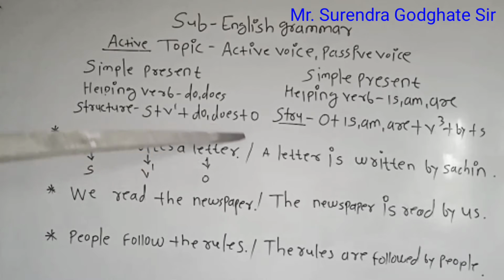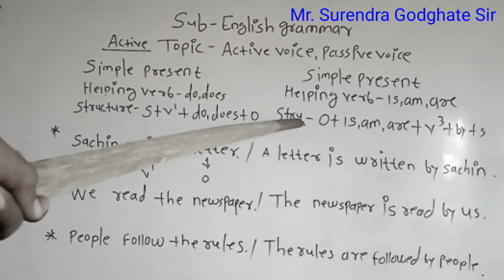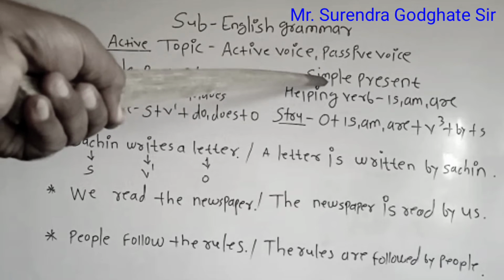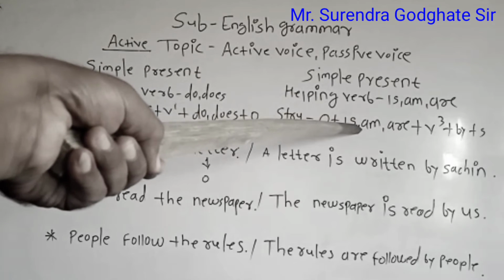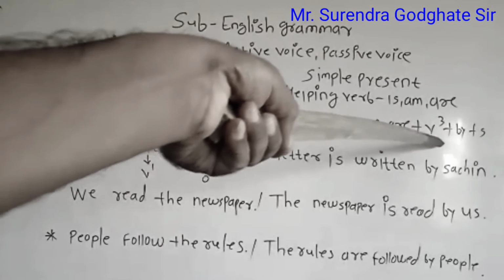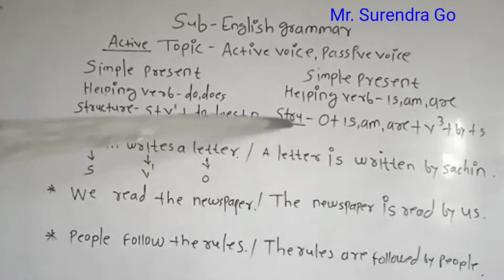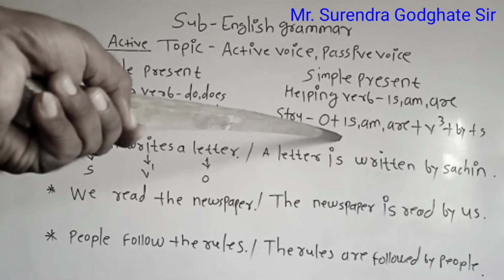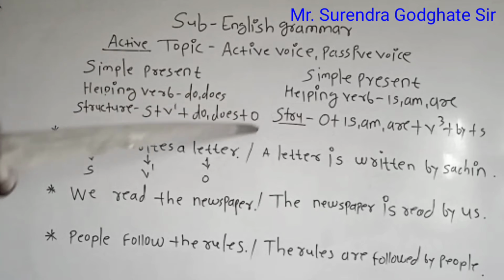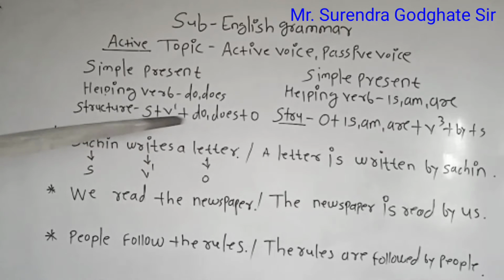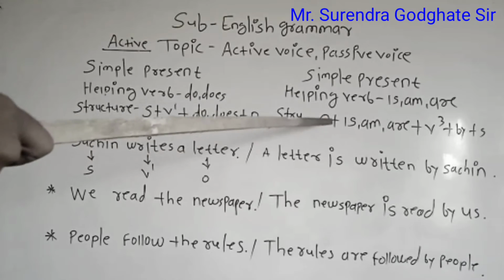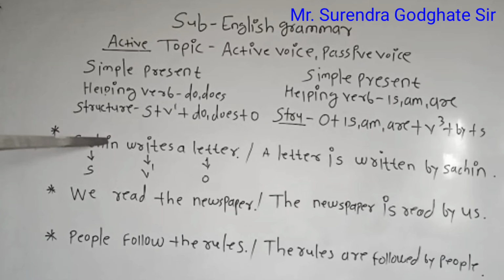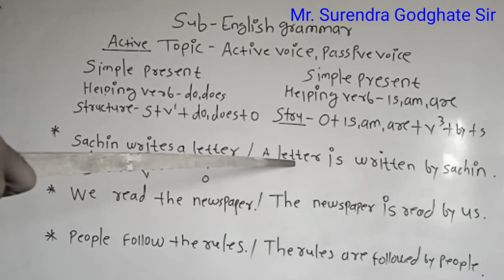First, what is the structure of the passive voice in the simple present? It is object plus helping verb is, am, are plus V3 plus by plus subject. We also have to apply these helping verbs according to the singular and plural. So in this sentence we need the object first. Which is the object in the sentence? Subject, verb and object. A letter is the object. So we have taken this object first.